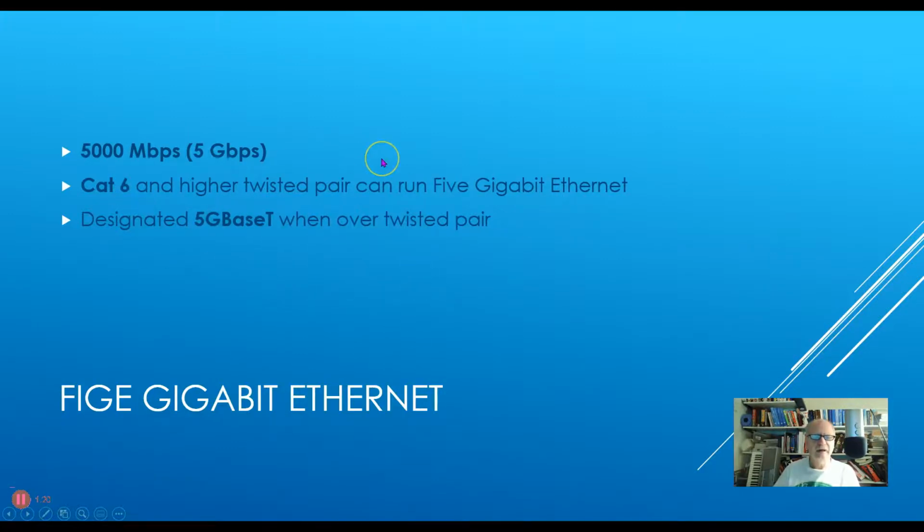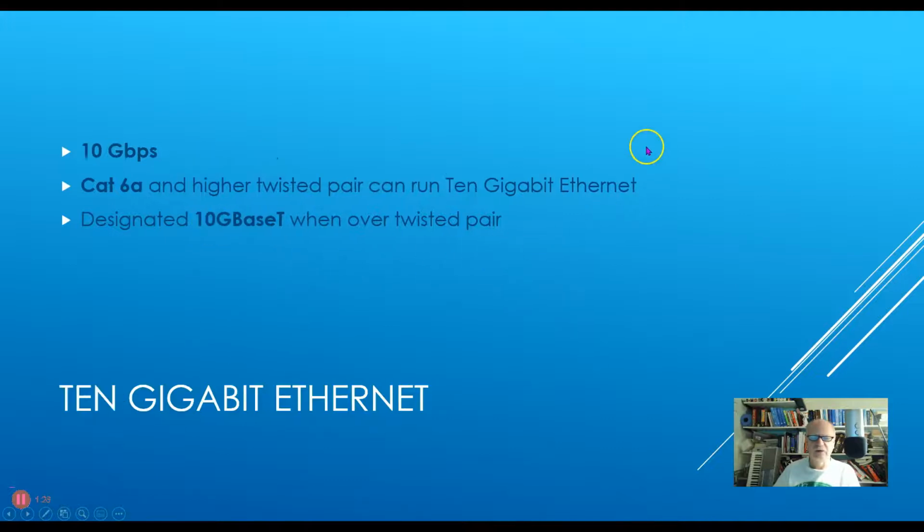We have 5 gigabit, and we have to have Cat6 in order to achieve 5 gigabit, and that we just call 5GBASE-T. We have 10 gigabit, so 10 gigabits per second. Cat6A is capable of that. A means augmented, by the way, and E means extended back here in 5E. 10GBASE-T when it's over twisted pair.